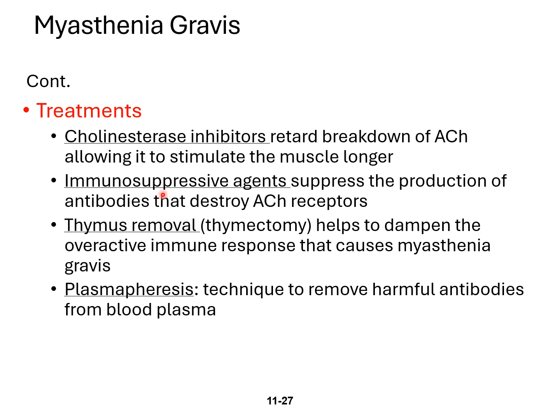You can also use immunosuppressive agents that suppress the production of antibodies that destroy the acetylcholine receptors. So it actually targets the immune system to stop it from attacking itself. They can also remove the thymus, and the thymus helps to dampen the overactive immune response that causes myasthenia gravis. And then there's plasmapheresis. It's a technique to remove harmful antibodies from blood plasma, where it almost cleans the blood.